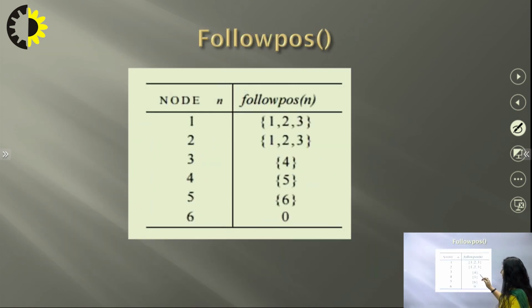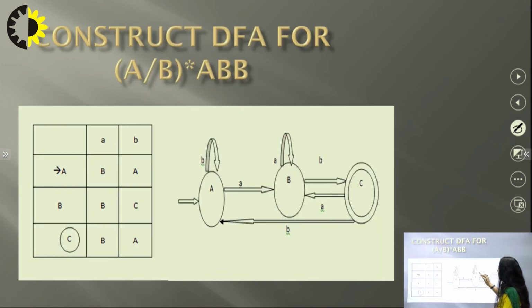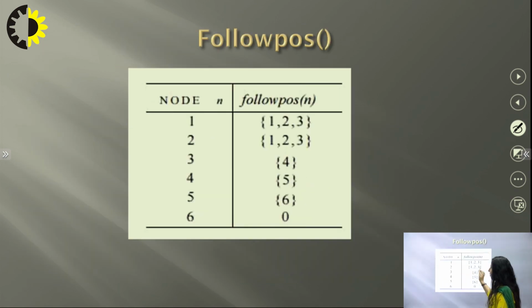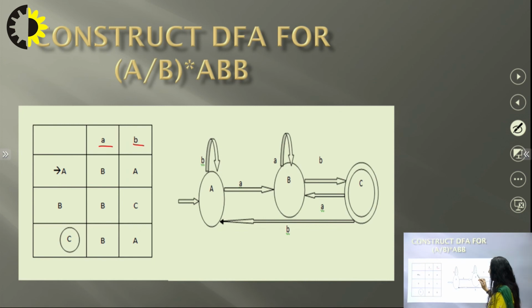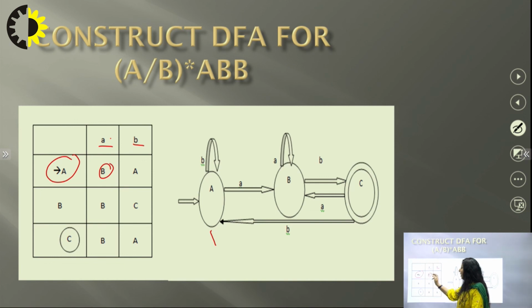The table is like this: we have two operands, and these are the states that we computed after solving the nodes as well as followpos. A is the start state and C is the end state. A at A gives B and A at B gives A. B at A gives B, B at B gives C, C at A gives B and C at B gives A.